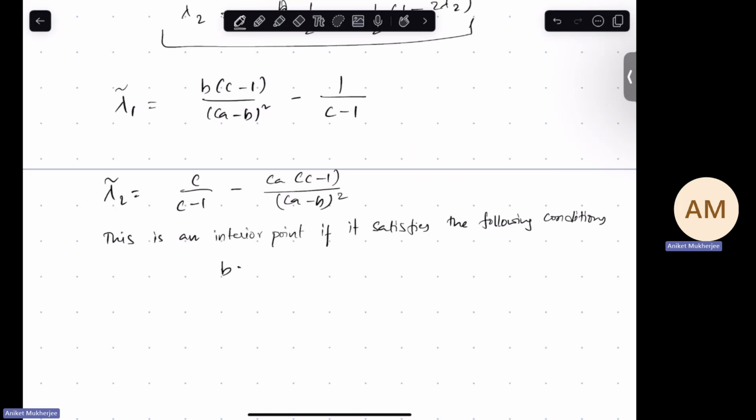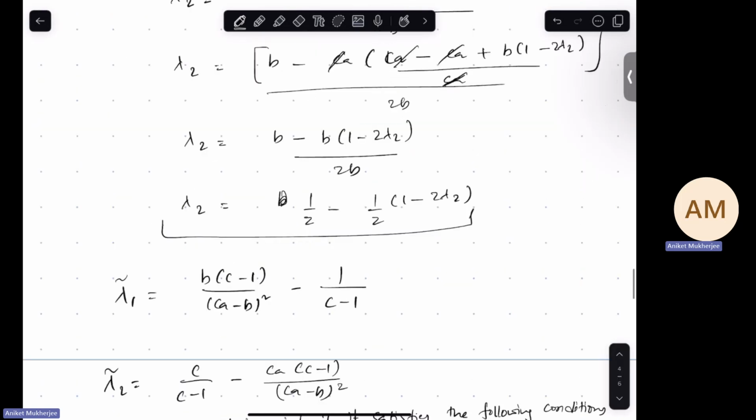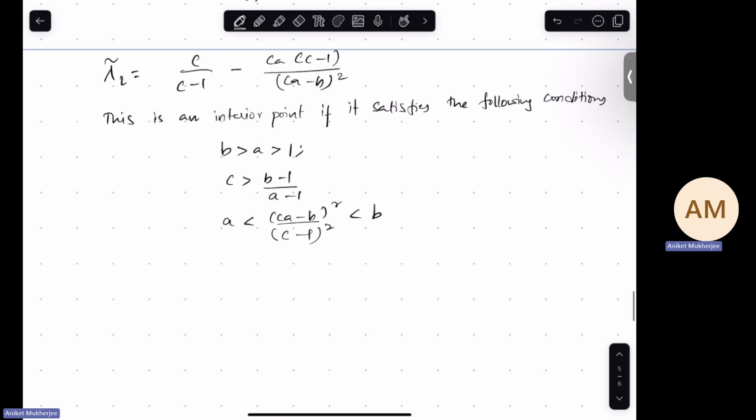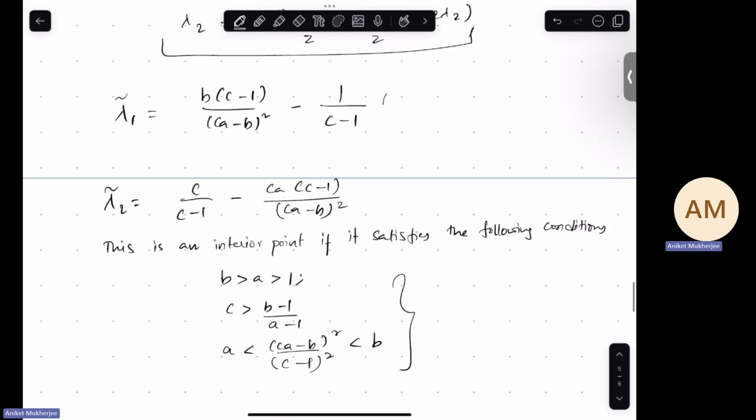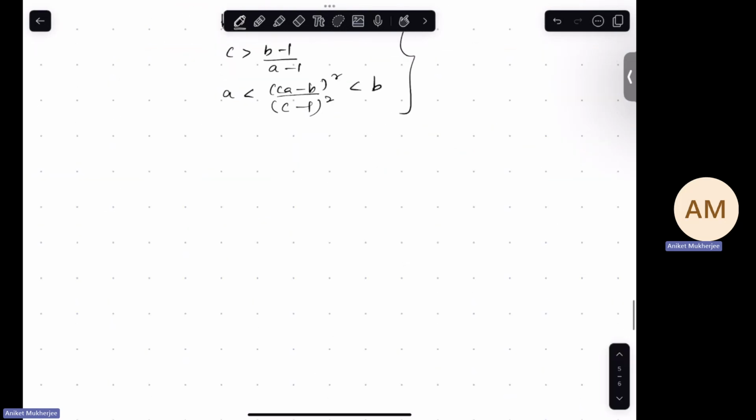The conditions are b is greater than a is greater than 1, c greater than b minus 1 by a minus 1, and a is less than ca minus b whole square by c minus 1 whole square less than b, right? So how can we see that? How do we get this? We'll add these two, right?